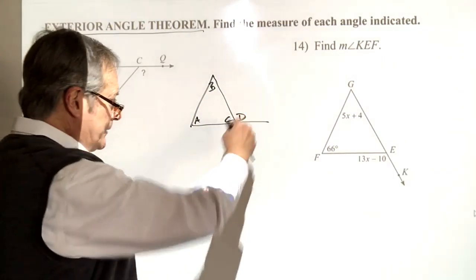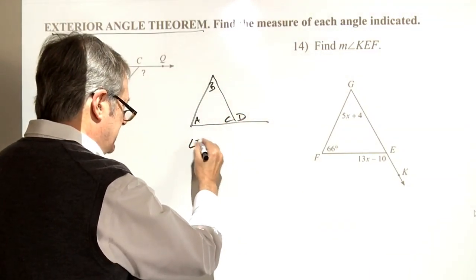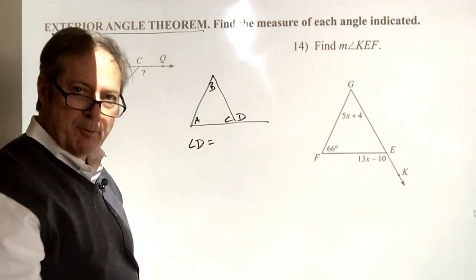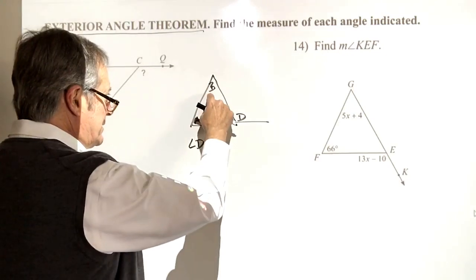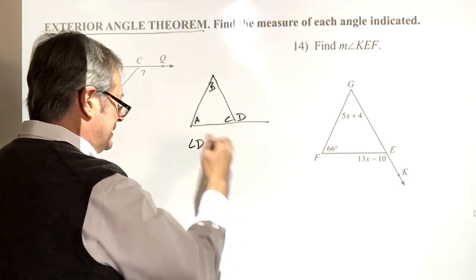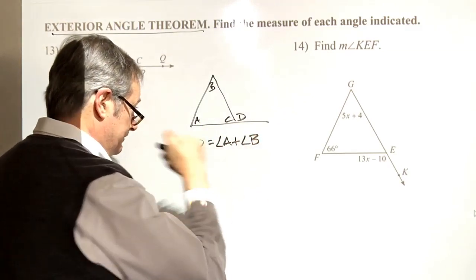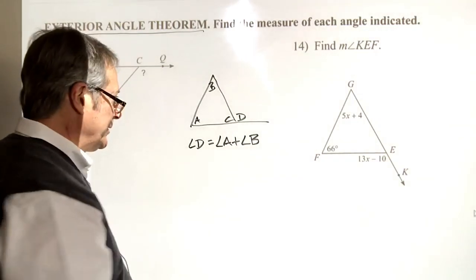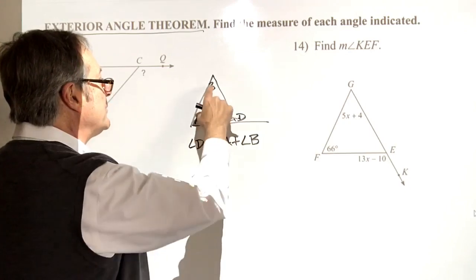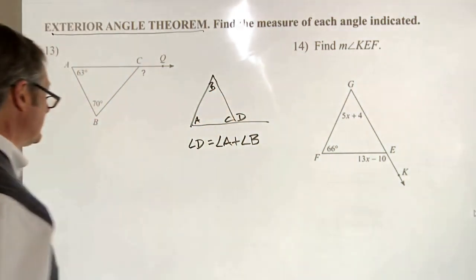It's on the outside. And the magic here is that this exterior angle D will always be equal to the sum of what we call the remote interior angles. In other words, this angle and these two added together will always equal each other. So let me say it one more time. The exterior angle will always equal the sum of these other two angles, and that's the theorem.